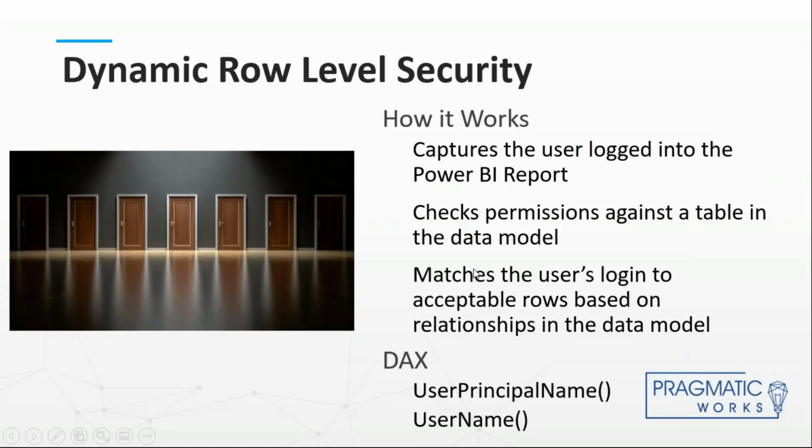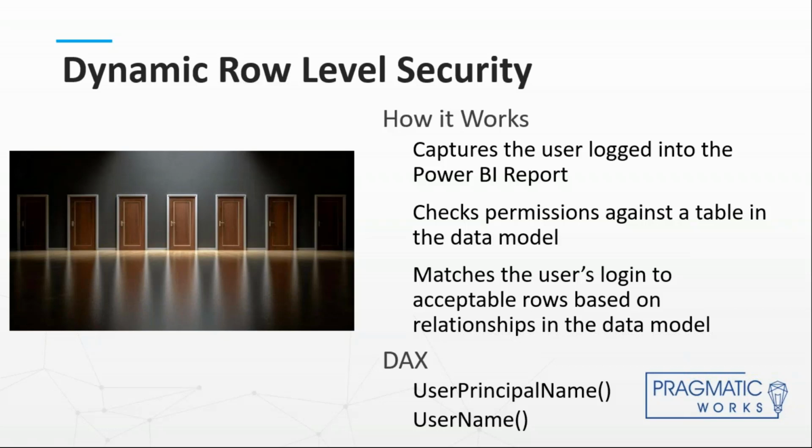Okay, so how does this work? So with dynamic security, it's going to actually, within Power BI, capture the login of the user that's signed in to cross-check their email account across your data model. So you would actually need to have inside of your data model the email address of the user that you want to verify what rows they're allowed to see. And so it's going to check the permissions against the table that you have in the data model and match the user's login to what rows are acceptable for them to be able to see.